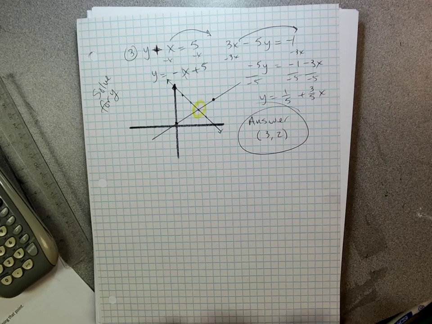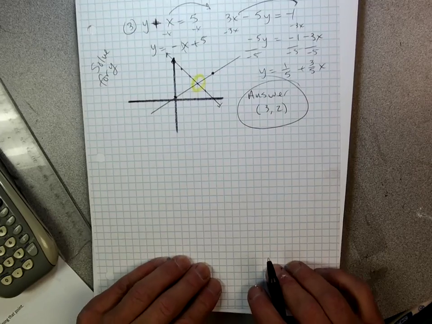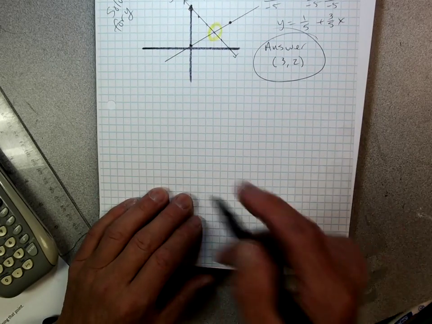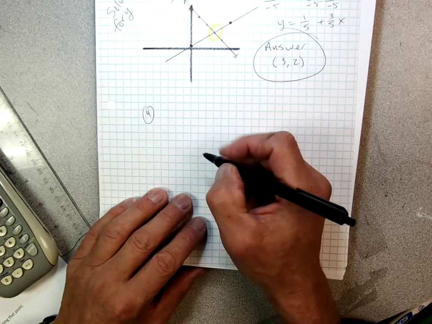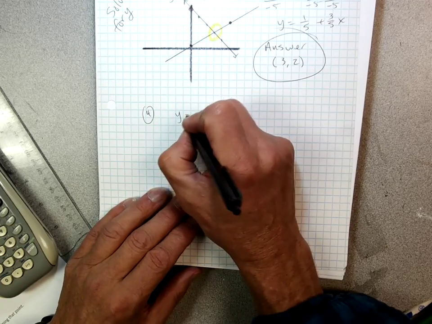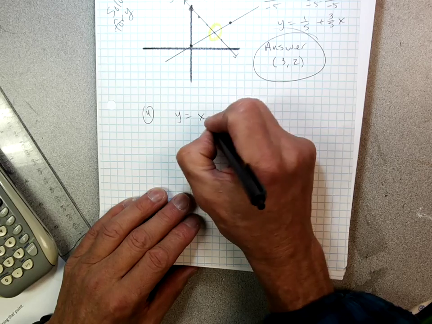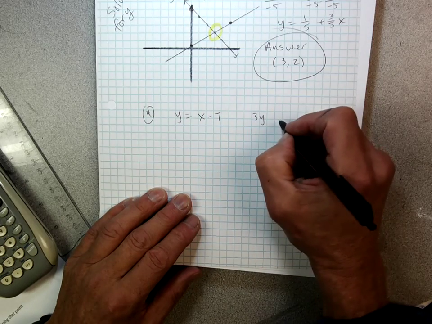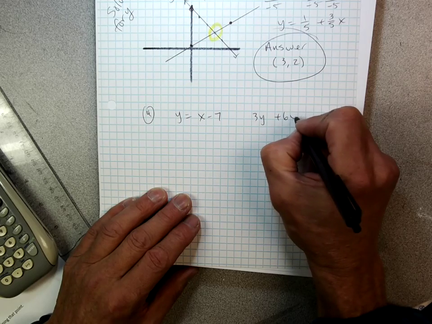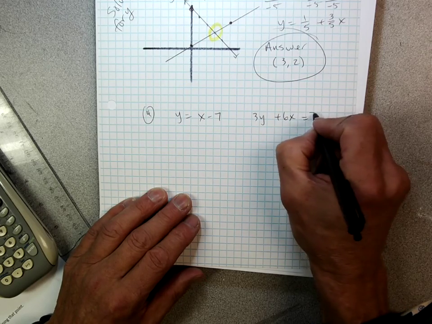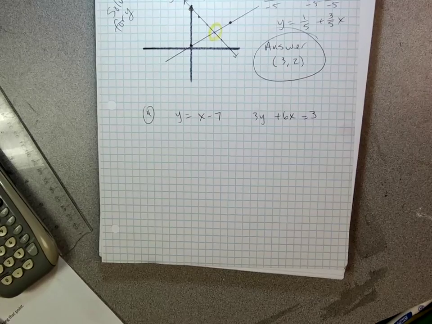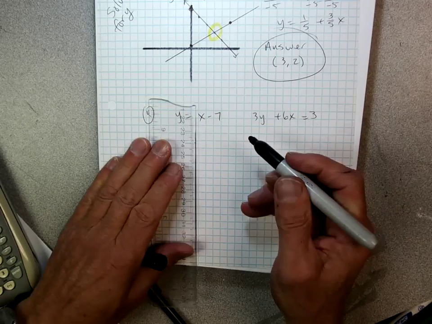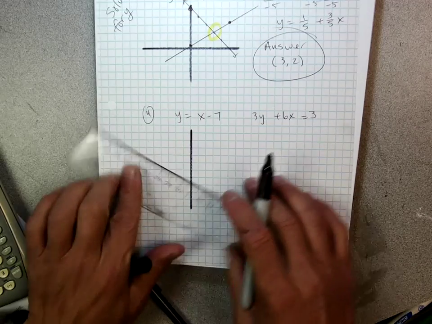All right, let's look at number 4. Okay, I'm not going too fast? Okay, good. Let me know. I don't want to go too fast. y is equal to x minus 7. That's easy to do. It's already ready for me. And 3y plus 6x equals 3. Okay, the first one's ready to graph. That's easy. I'm going to go ahead and graph that one right off the bat. I don't have to do anything with it. It's already solved for y, right?